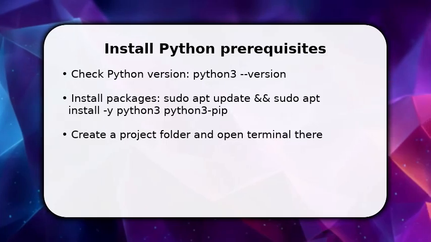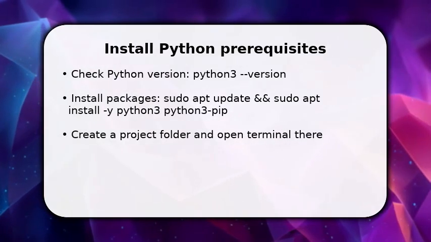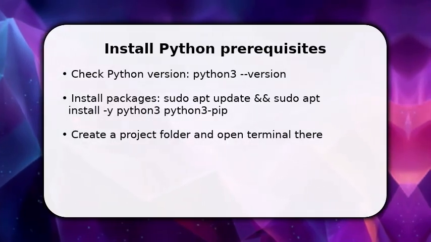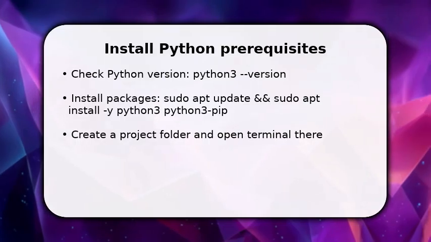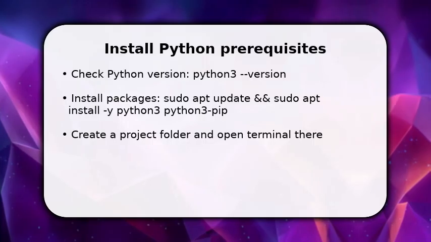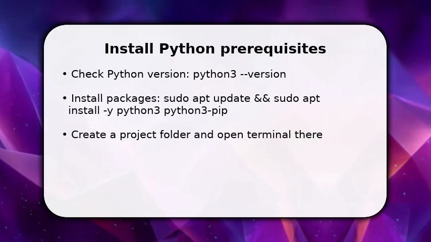Enjoy the video. You start by ensuring the system has Python and pip. Open a terminal and run python3 --version to confirm. Once done, update apt and install python3 and python3-pip so dependencies will resolve cleanly. Make a project directory and cd into it. This keeps files organized and avoids permission issues.